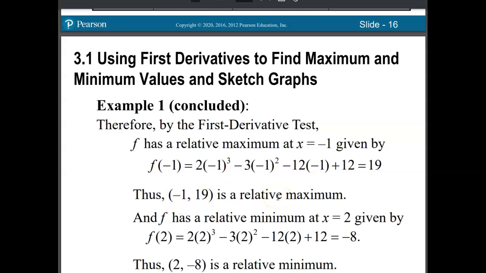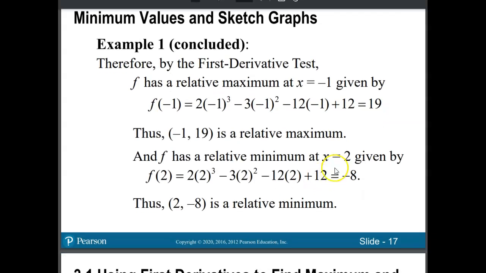So even without looking at a graph, you could determine all of that, right, by using the derivative rules. f has a relative min, right? We already established that based on the derivative pattern at 2. So to find the ordered pair, you do f of 2. So you plug 2 into the original function. That would give us -8. So that ordered pair (2, -8) would be a relative minimum.